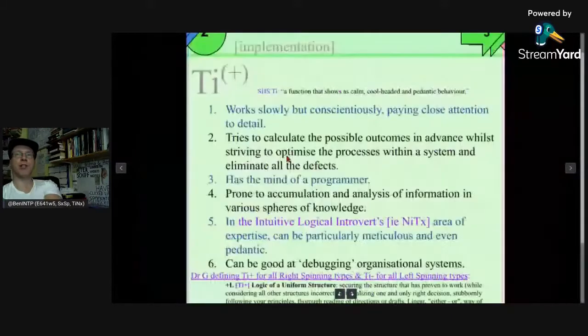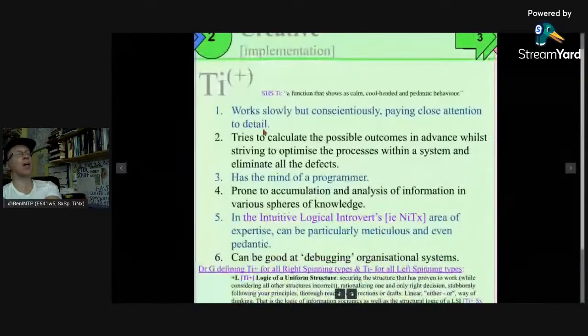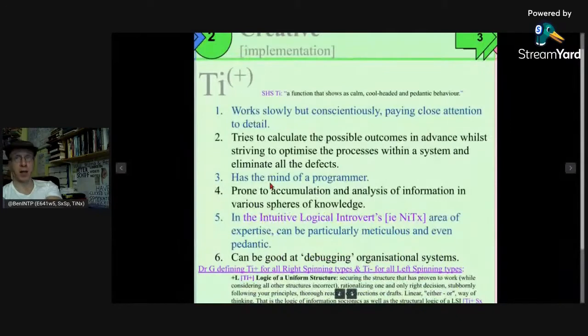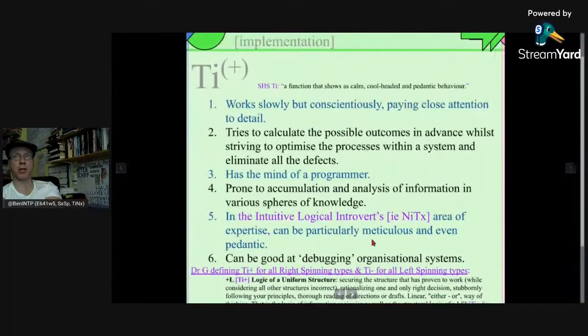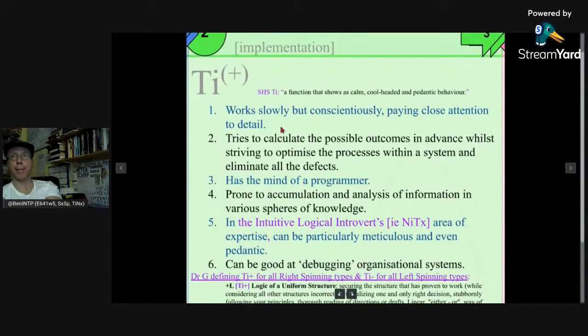Work slowly but conscientiously, paying close attention to detail. Again, when you see the TI plus, this is going to sound like LSI, and so this is going to sound like ISTJ. Close attention to detail. Okay. The kind of details that TI would pay attention to would be logical details in a logical progression. Not because TI is logic, but because TI relies on logic for going from subjective premises to rational elaboration, especially in NT, is the way they use TI.